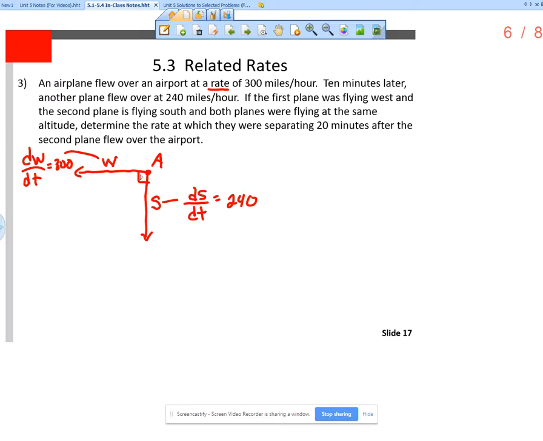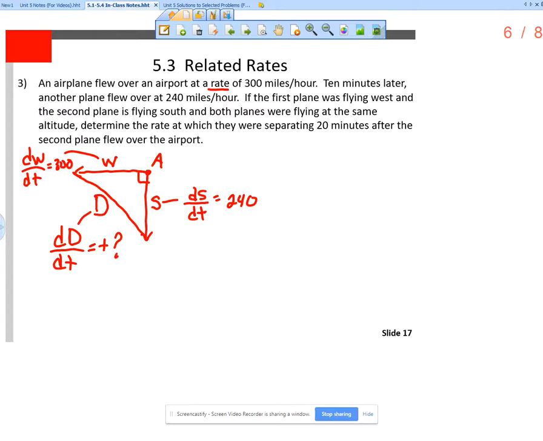Now, it says determine the rate at which they were separating. We haven't put that in yet, but the distance between the planes would be right here. I'm going to call that capital D for distance. That distance is changing, so we have to give it a variable, and it is changing at a rate of dD/dt, and that is what we want to know. Keep in mind, as W gets bigger and as S gets bigger, that distance is growing, so dD/dt would be some positive value. We want to make sure we keep that in mind. So that is our picture, and all variables and rates of change are defined.